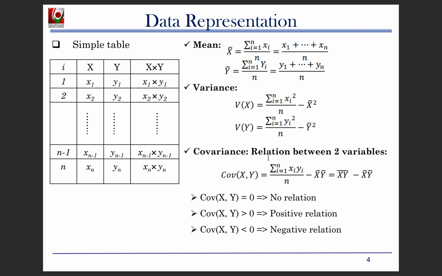The new one is the covariance. The covariance is used to study the relation between two variables. It comes from its name, covariance, as if I had a double variance. So the covariance is between two variables, meaning it doesn't exist if you have just one variable. The covariance exists if you have two different variables, x and y, certainly not the same variable. So the covariance of x and y is the summation of xi yi over n minus x bar y bar, which equals the mean of xy minus x bar y bar.